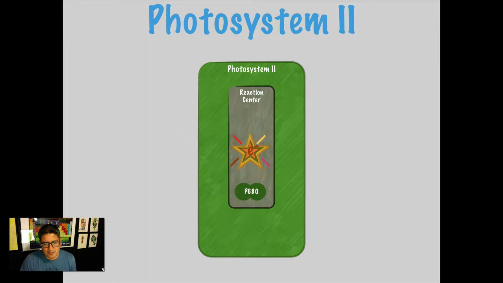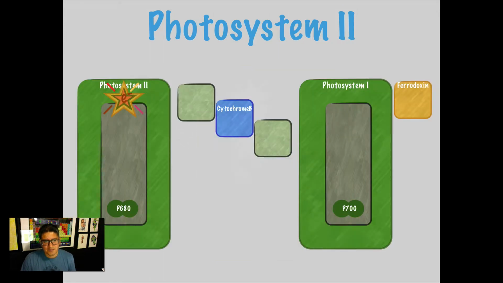So that high energy electron goes into the reaction center, and then that electron will go through the electron transport chain, then to Photosystem 1, and then finally ferredoxin. In the process of doing this, it's going to be losing the energy that it has stored. So let's talk about that first part here.